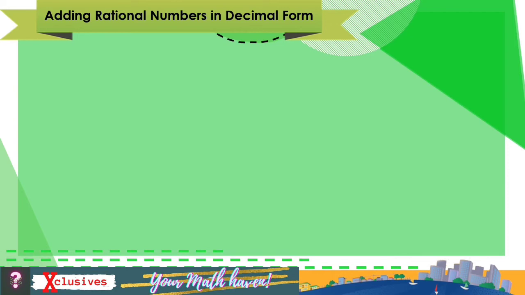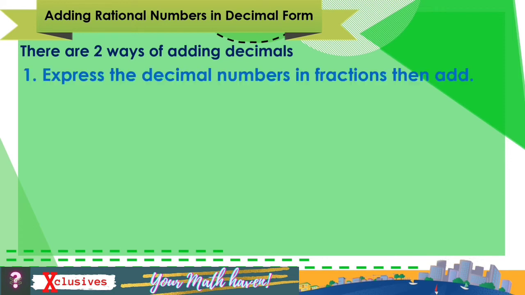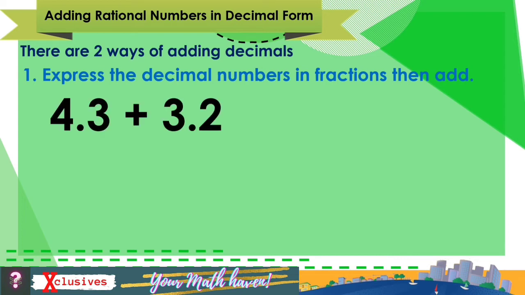Let's start adding rational numbers in decimal form. There are two ways of adding decimals. The first one is to express the decimal numbers in fractions, then add. Example, 4.3 plus 3.2. Notice that we have decimals here, 0.3 and 0.2.